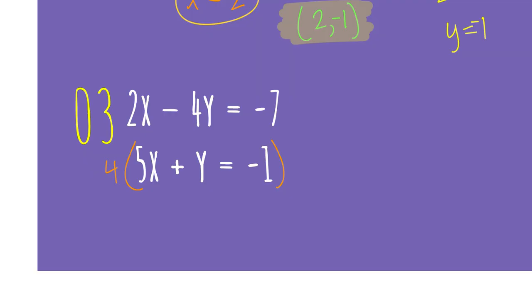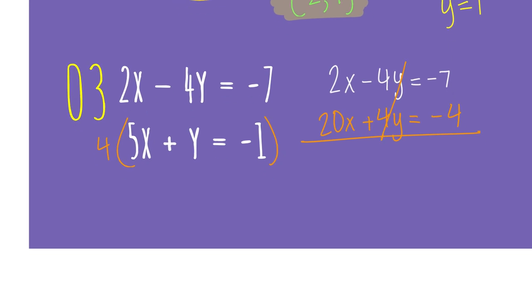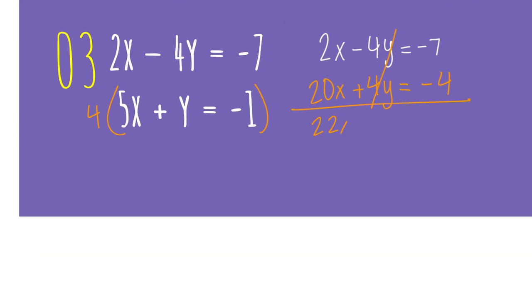So I'm going to write what I have. This is written in white. I have 2x minus 4y equals -7. And by multiplying by 4, I'm now going to have 20x plus 4y equals -4. Now I can solve. My y's are going to cancel out. I'm going to get 22x equals -11. Divide by 22. Super easy for this one. And x is going to equal -1/2.